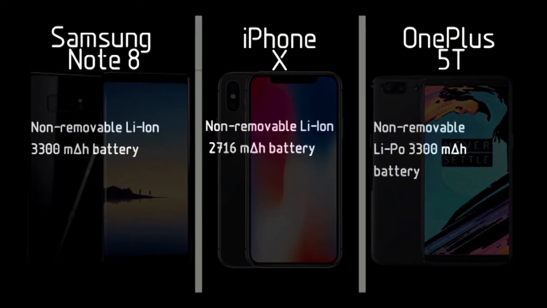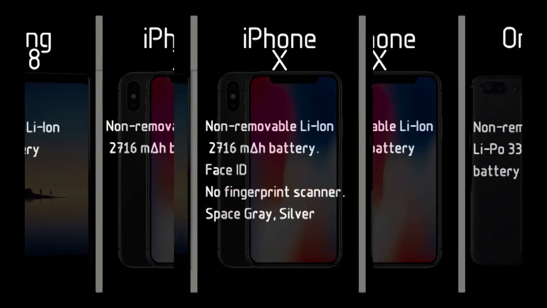Now let's see which phone holds up longer throughout the day. As you can see, the Samsung Galaxy Note 8 has a non-removable lithium-ion 3300 mAh battery. The iPhone 10, however, has the non-removable lithium-ion 2716 mAh battery. Moving on to the OnePlus 5T, this device comes with a non-removable lithium polymer 3300 mAh battery. The OnePlus 5T and Note 8 both have the same battery size, though the iPhone is left behind.